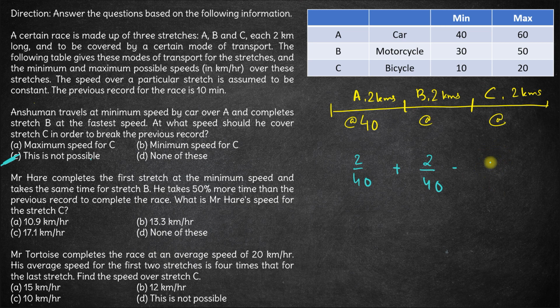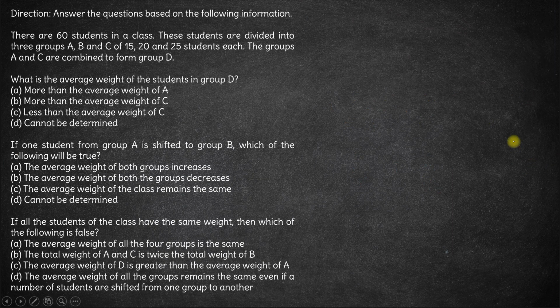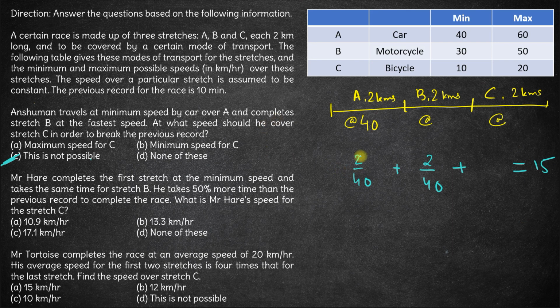Plus the time taken for stretch C is such that he takes 50% more than the previous record to complete the race. So the total time taken is 50% more than the previous record, which is 10 minutes. So 50% more than 10 minutes is 15 minutes. So the total time taken is 15 minutes here. And since all of this is in hours, let's convert this into hours. So 15 by 60 hours. This is the total time taken.